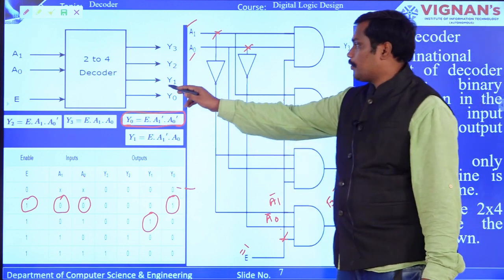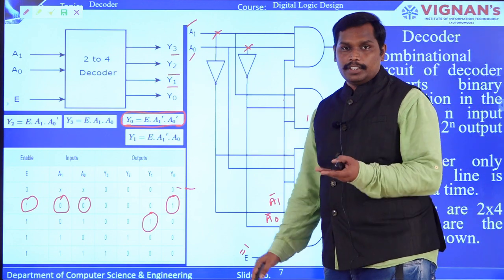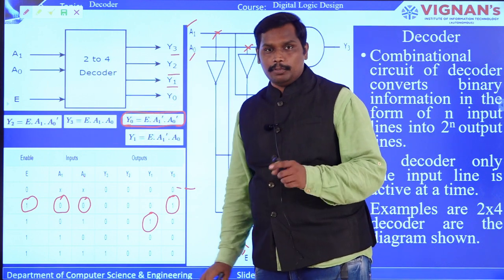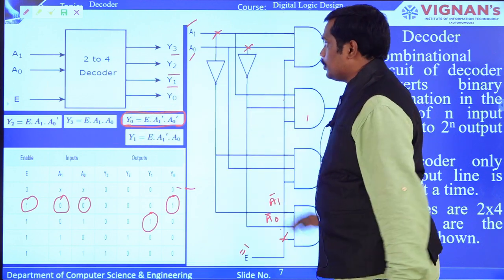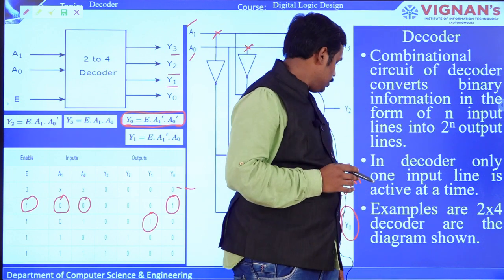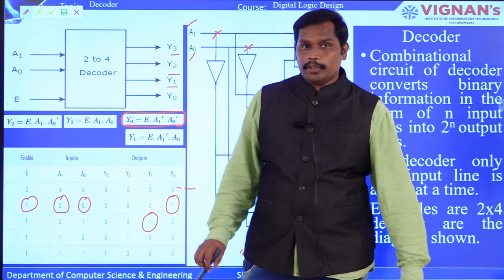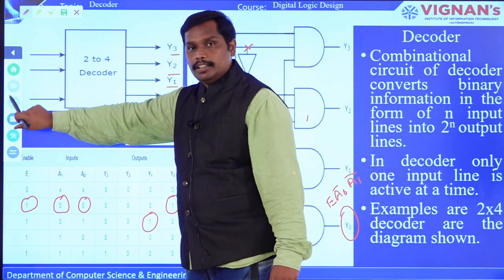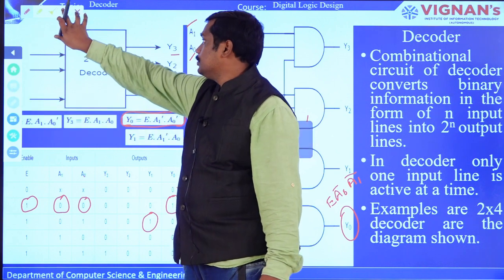In the same way, you can do for Y1, Y2, Y3, where for the particular output, only one particular selective input will be selected. So this is how you are going to work on 2x4 decoders. Okay. So in the same way, you can also have the 3x8 decoders. That will be like homework.